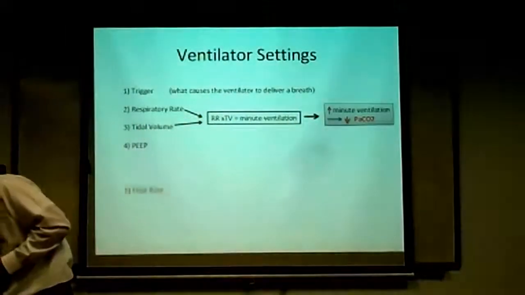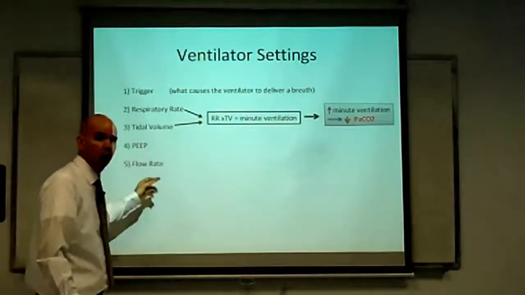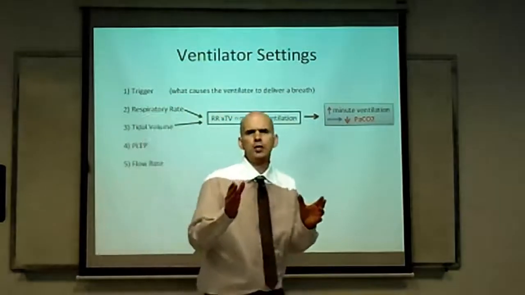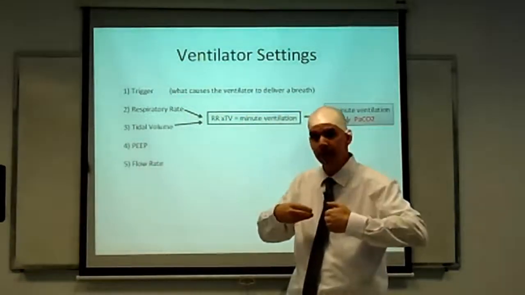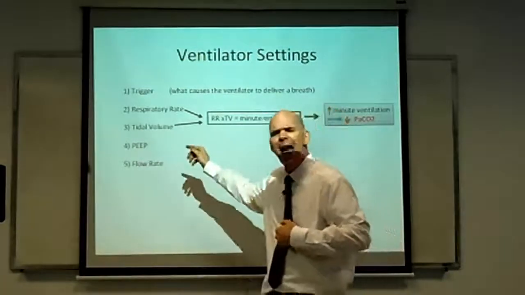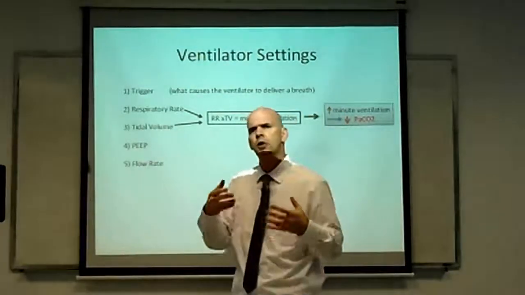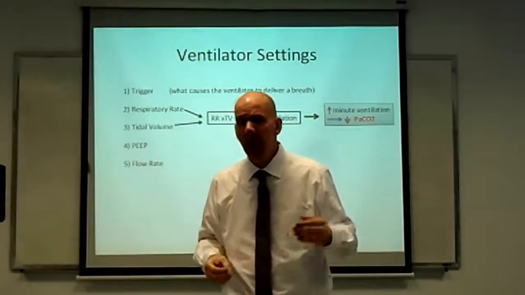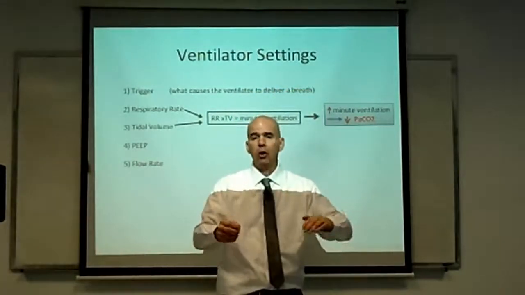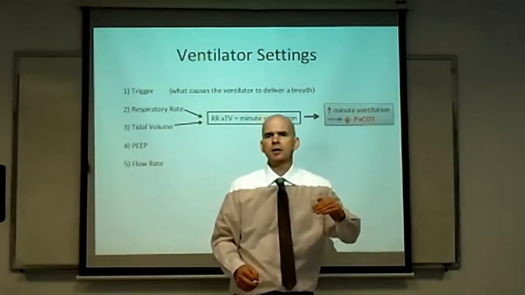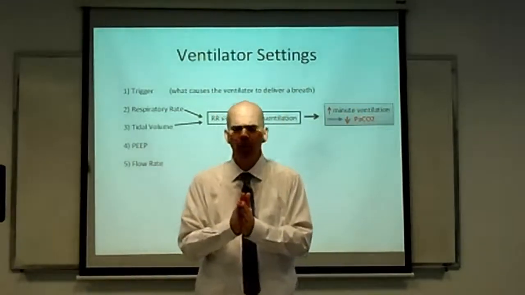Next up, we have flow rate. Flow rate just means for my given tidal volume of air that's coming in, delivered by the machine, how fast is that tidal volume being delivered? I can set the flow rate so that it is slow, or I can set the flow rate so that it's fast. Let's say I set the flow rate slow.